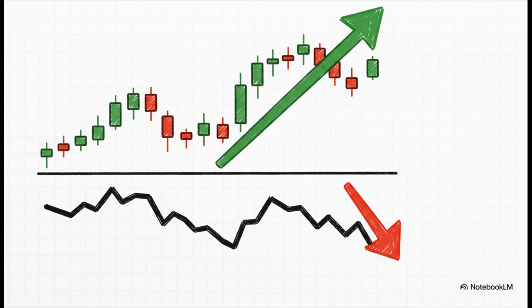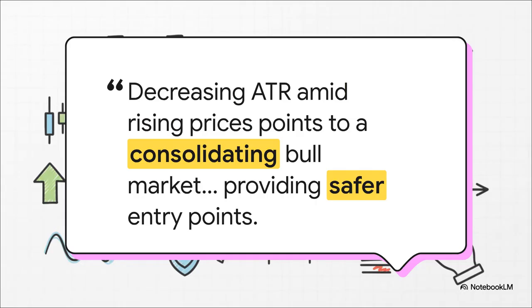So, what does that tell us? This quote really just nails it. When you see prices moving up while volatility is going down, that is often a sign of a really healthy, strong uptrend. It means the buyers are firmly in control and the market's getting less chaotic. These quiet periods, these volatility contractions, are often the launch pad for the next big leg up.